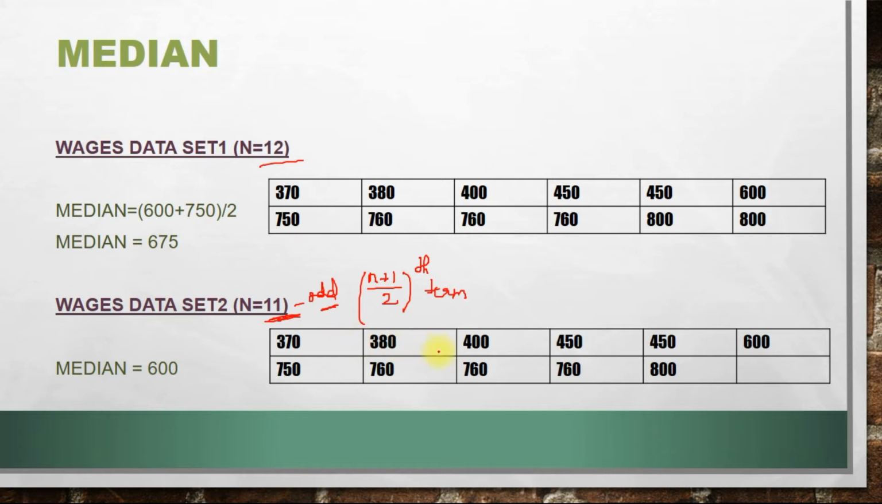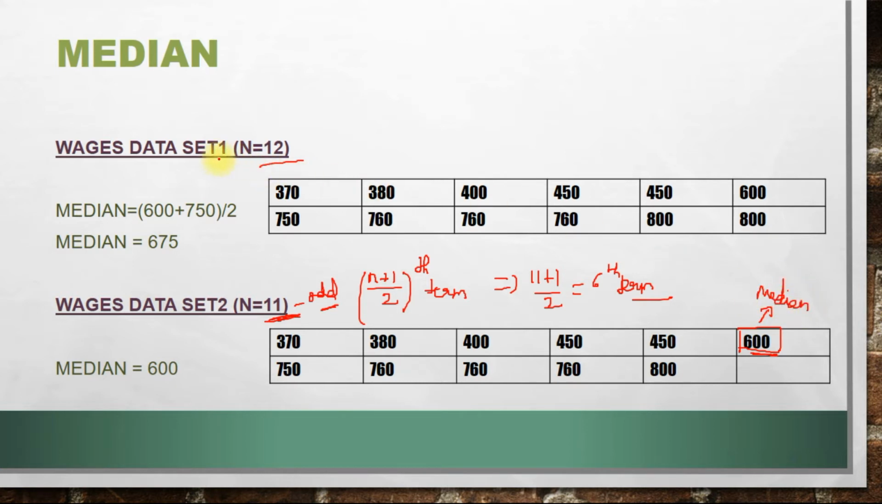So here this data is already arranged in ascending order. What we have to do is just figure out the (n plus 1) by 2th term. Here n is equal to 11, so 11 plus 1 by 2 is 12 by 2, that means the 6th term. The 6th term is 1, 2, 3, 4, 5, 6. So this 600 will be the median. This will be the median.